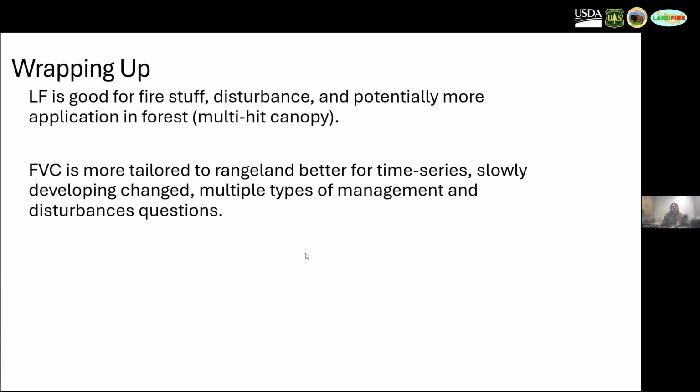Whereas the fractional vegetation cover is more tailored to rangeland, which is better for time series. You can see these changes develop, and in answering multiple types of management and disturbance questions. And so with that, I thank you for your time.